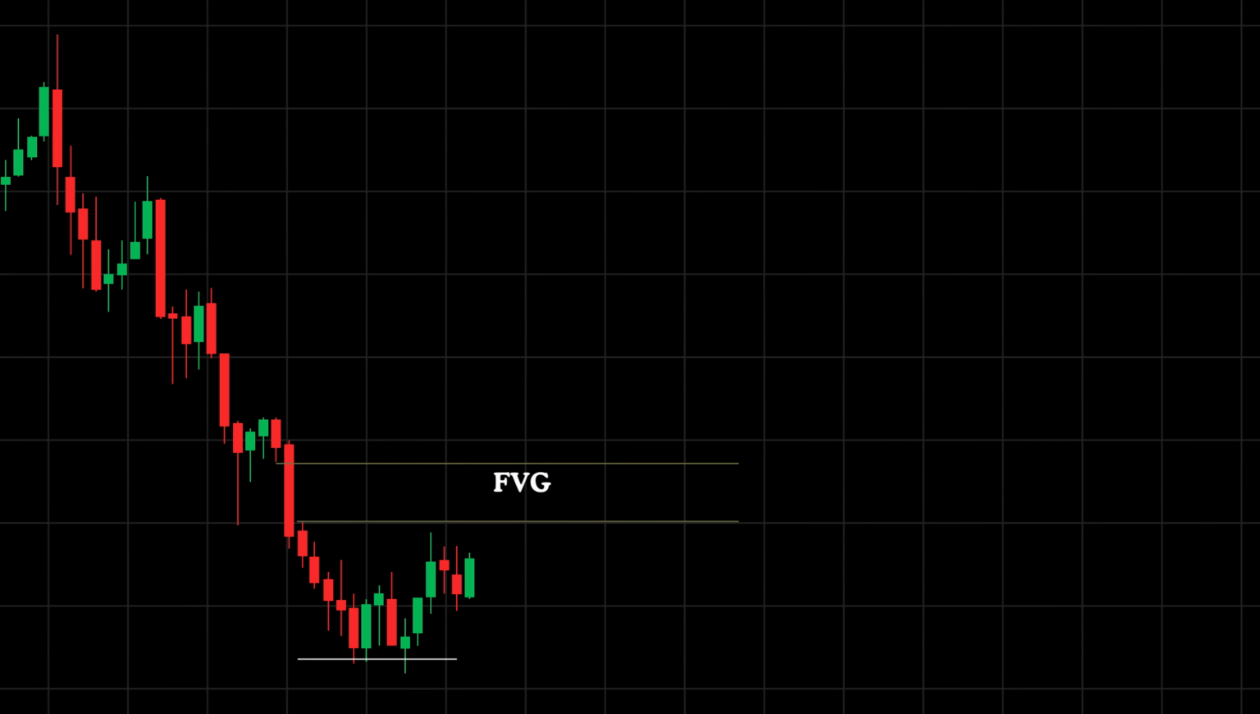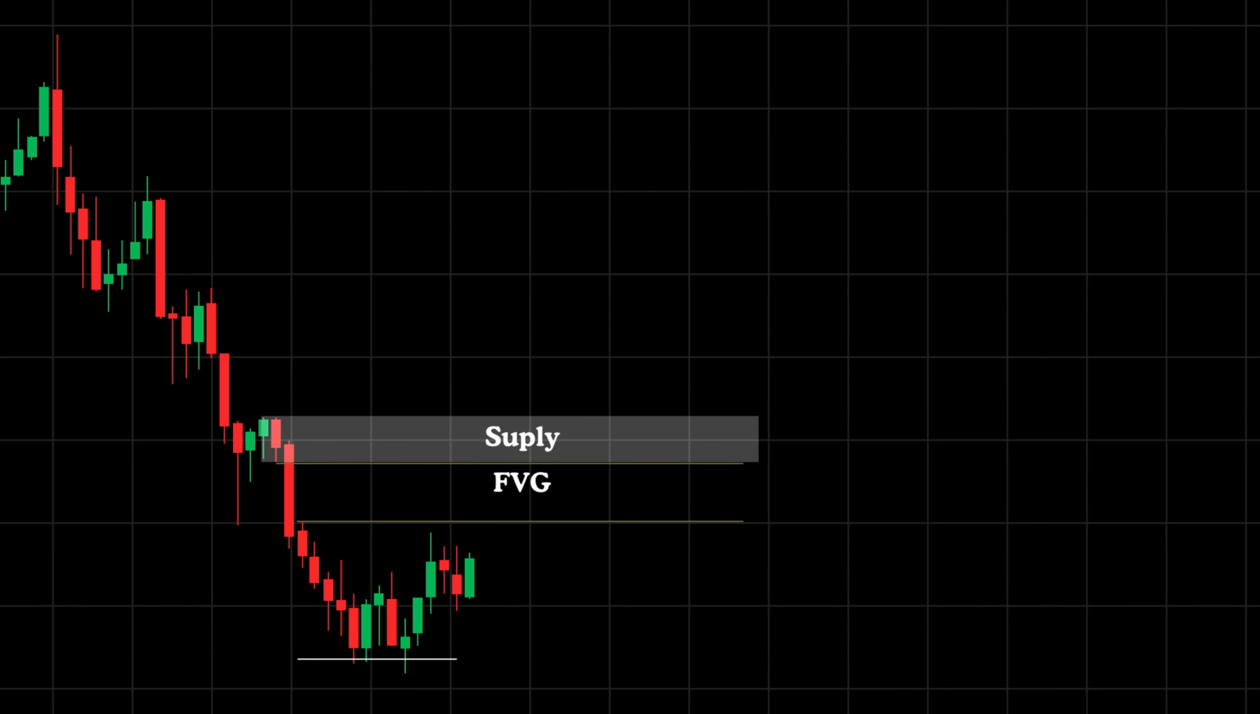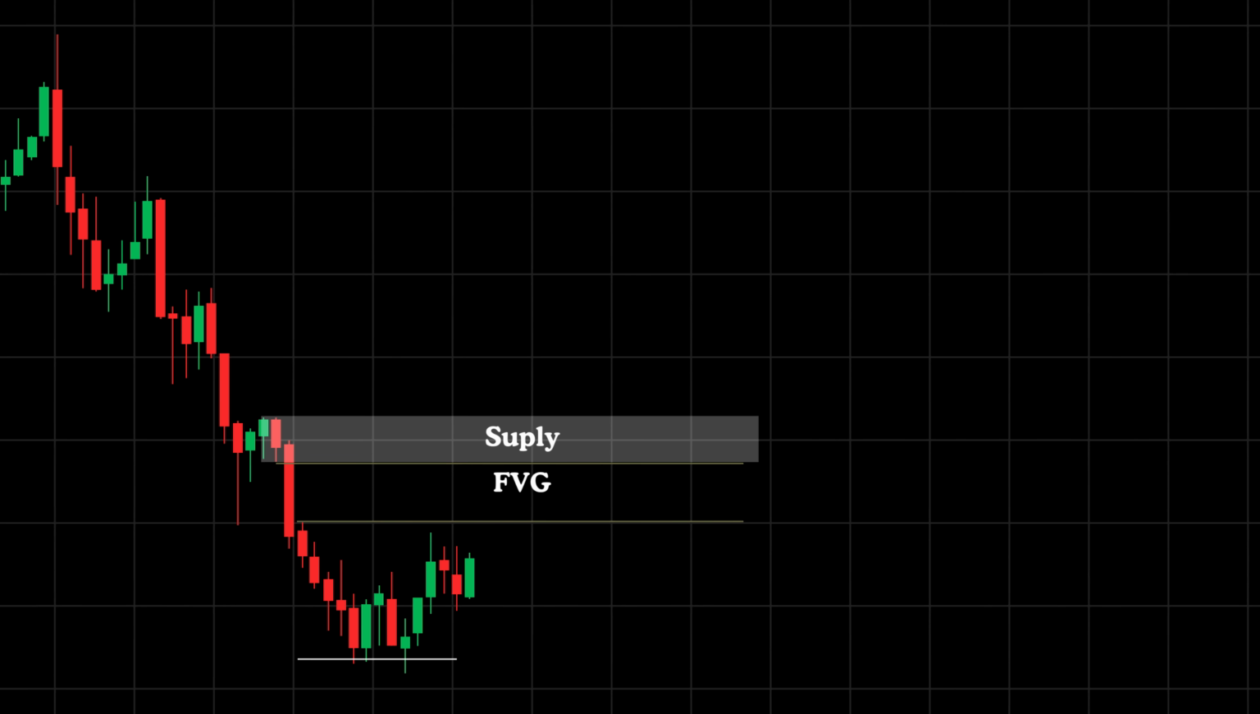Now on the 5-minute chart, we're looking at a strong downtrend. The market has rejected the demand area with a clear double bottom reversal pattern, solid structure, but still no valid reason to go long just yet. We've identified a nearby fair value gap and a robust supply zone sitting ahead of price. This zone could potentially drive the market even lower.